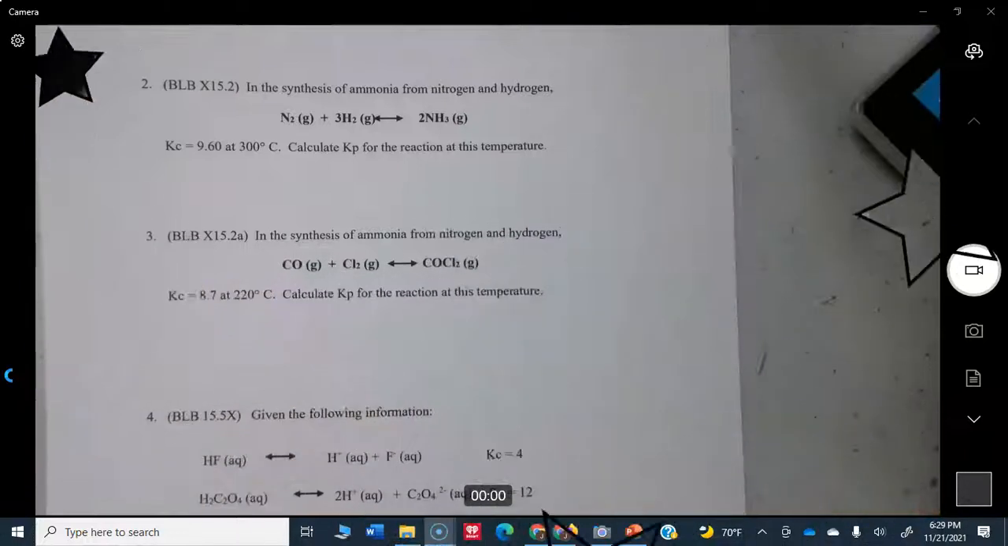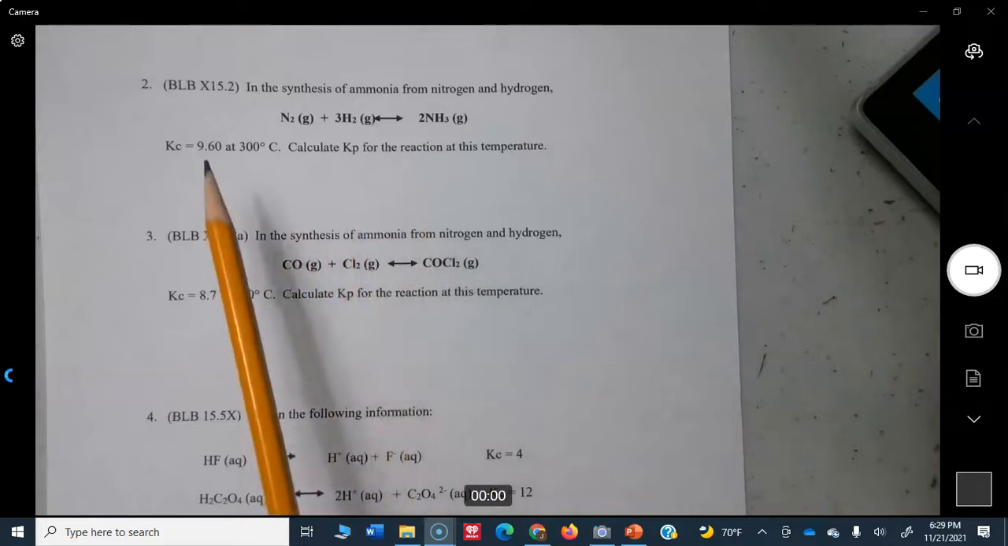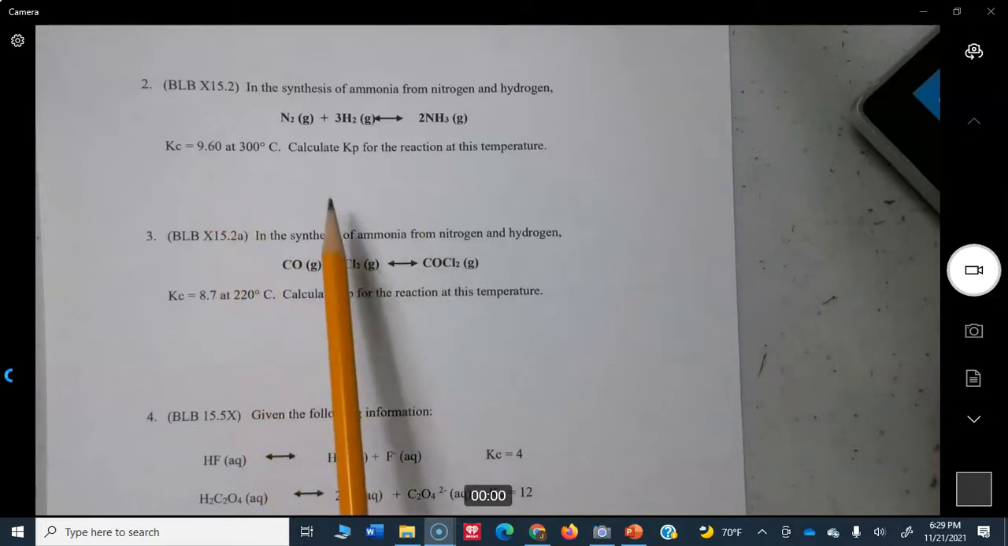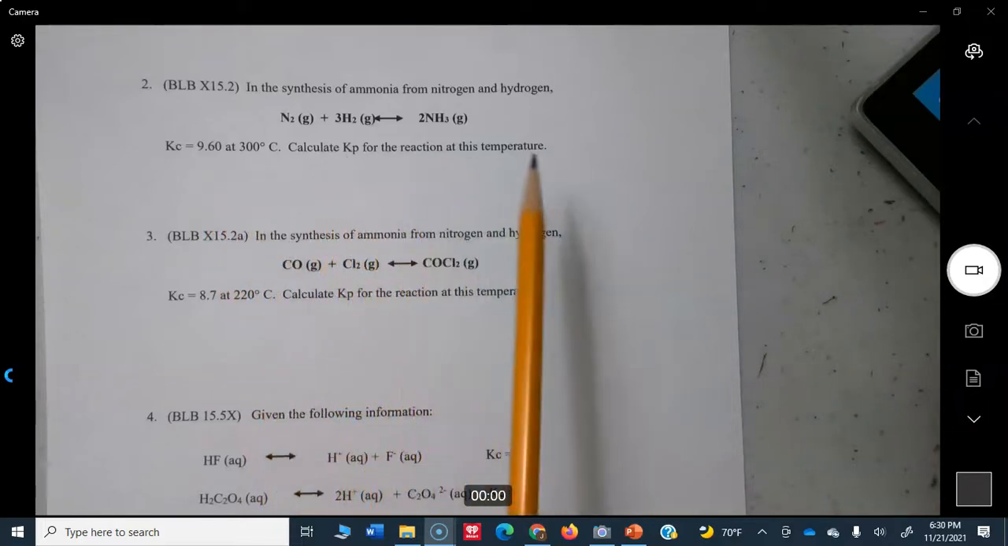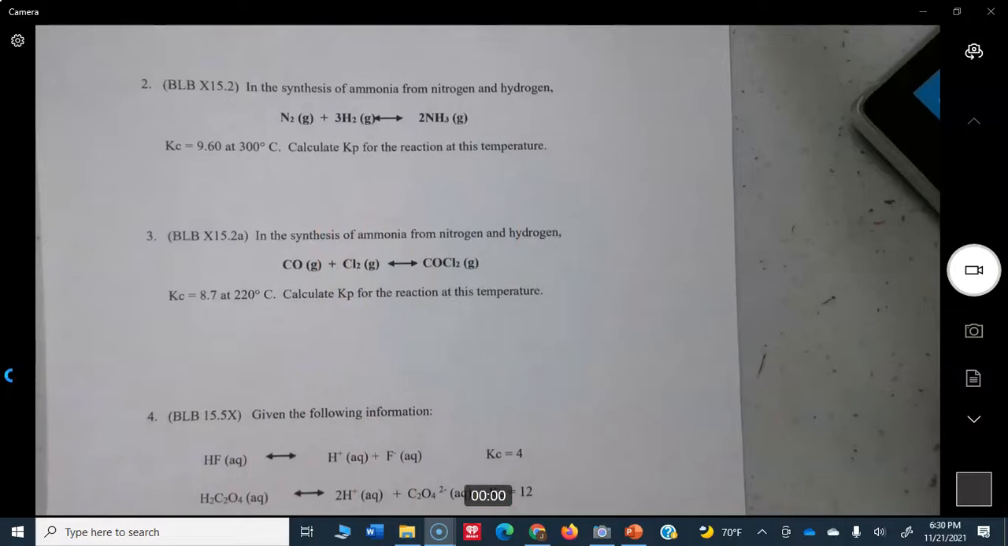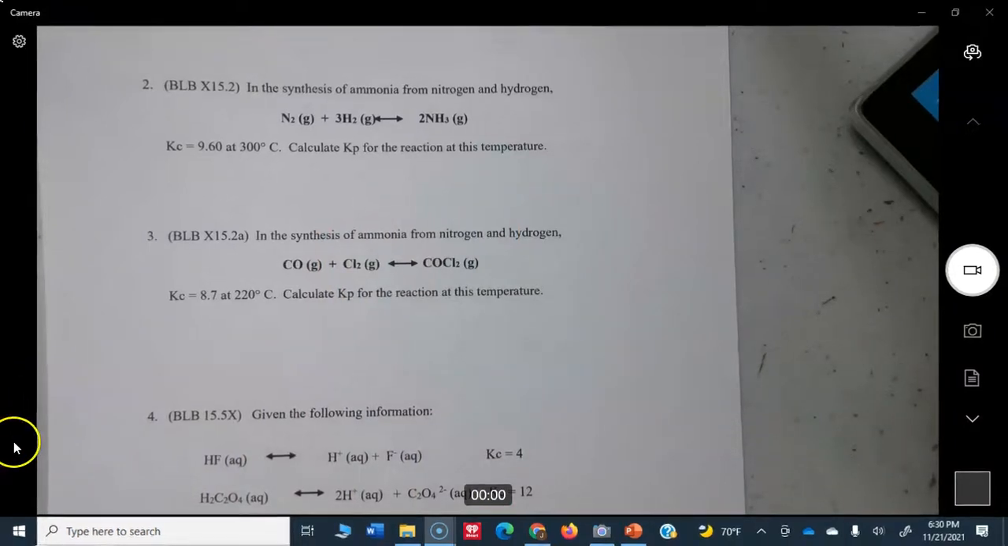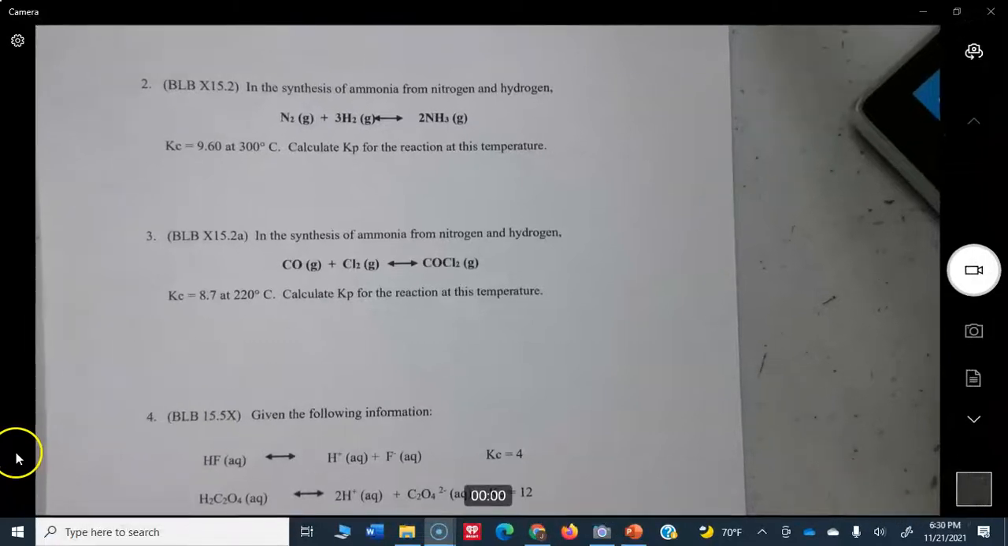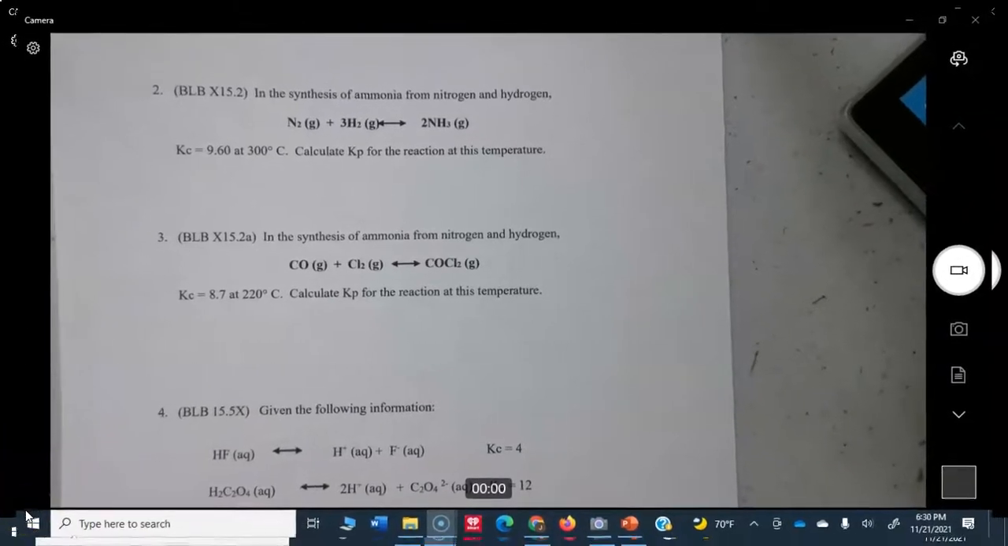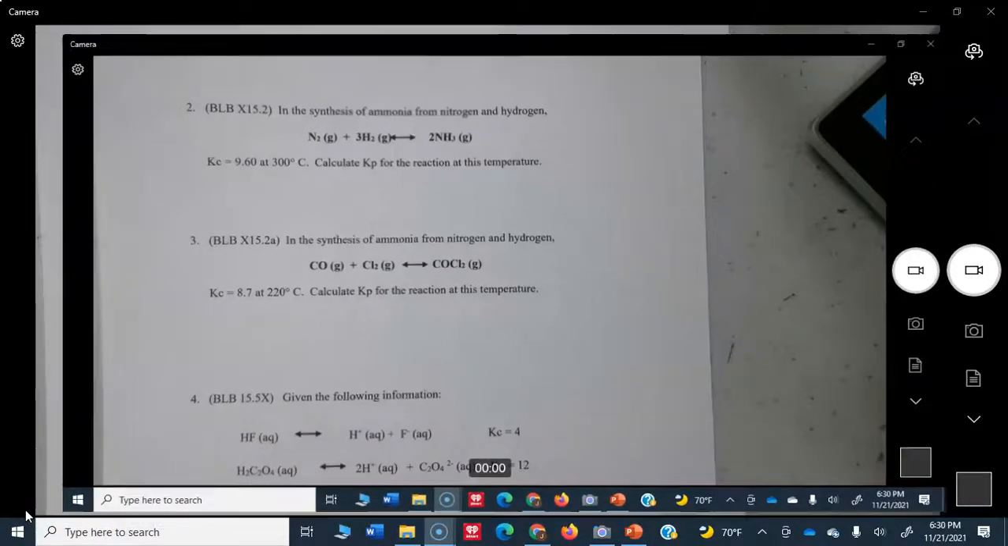Okay, so now we're on to number 2. In the synthesis reaction of ammonia from nitrogen and hydrogen, there's the reaction. Kc is 9.60 at 300 degrees. Calculate Kp for the reaction at that temperature. So you're given a formula in the lecture video. Let's go get that formula, and that's what we're going to use. It's simply then plug in the numbers.